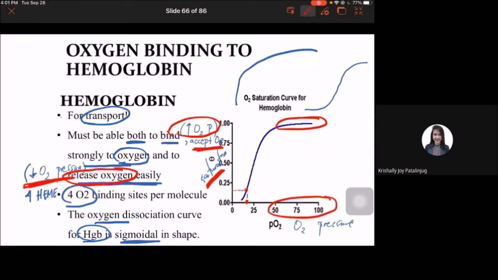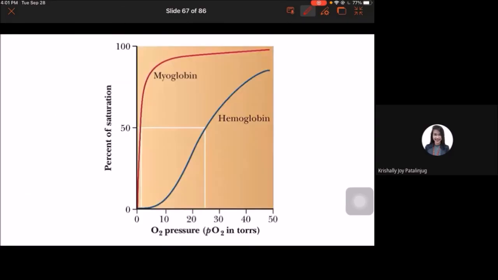So hindi sila katulad ni hemoglobin. So that's the reason, pang-transport talaga si hemoglobin, transport of oxygen. Ito naman, the same lang na concept na na-discuss ko kanina. Ano nga ulit yung graph for myoglobin? Sigmoidal or hyperbolic? It is hyperbolic. Very good. Kapag hemoglobin, sigmoidal shape.